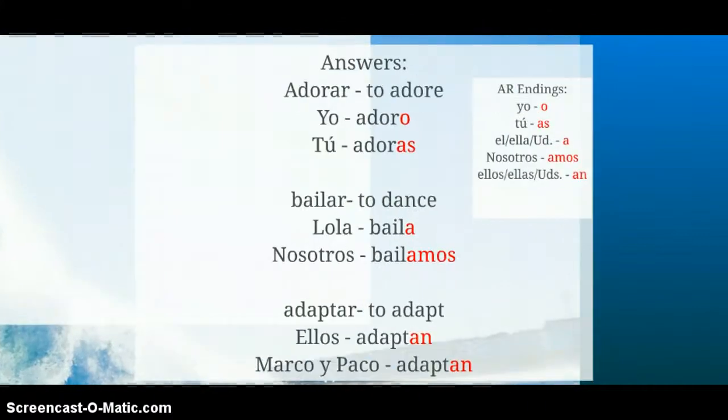Okay, here you go. You can check your answers. Notice that all you do is you take off the AR, you add the correct ending. Okay, so double check your work, go through the video again, make sure you understand how to conjugate AR verbs, and let me know if you have any questions.